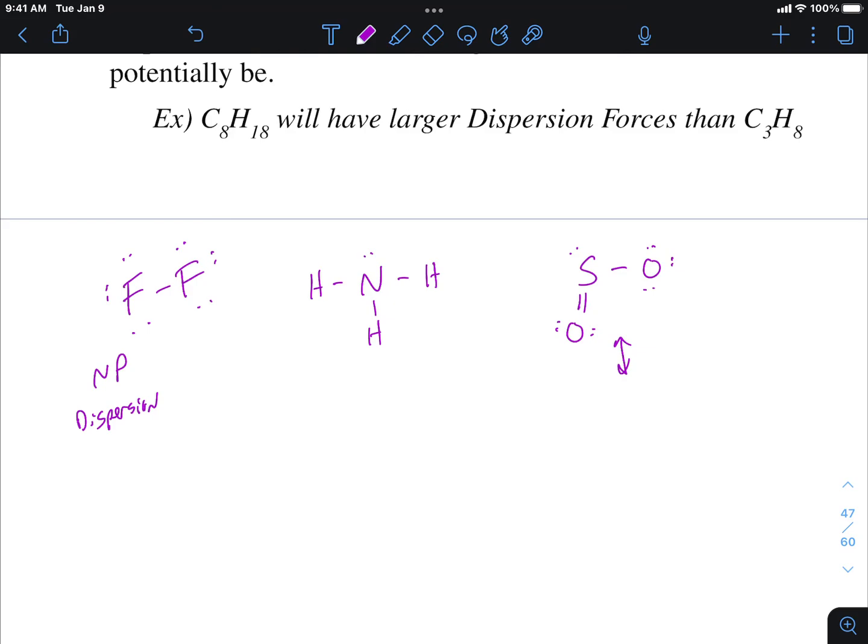Let's look at the middle one. Is it polar or nonpolar? It is polar. That puts it in the dipole category, but there are 2 types of dipoles. There's regular dipole-dipole, then there's hydrogen bonding. This is hydrogen bonding because it's polar and it has H bonded to N. That means it has hydrogen bonding.